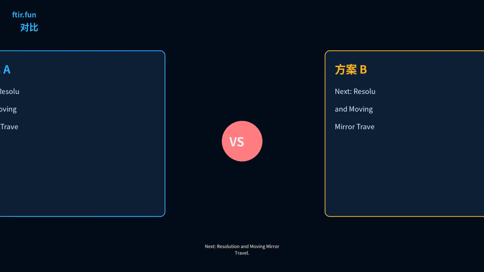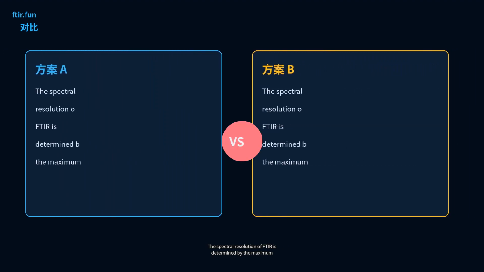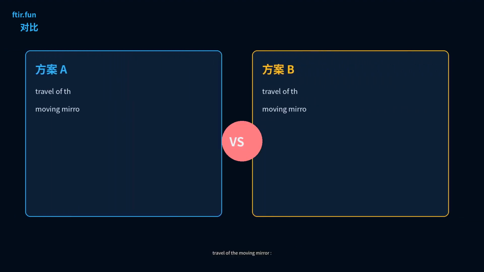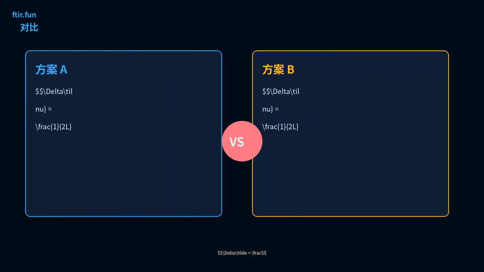Next, resolution and moving mirror travel. The spectral resolution of FTIR is determined by the maximum travel of the moving mirror. Delta nu tilde equals 1 over 2L.